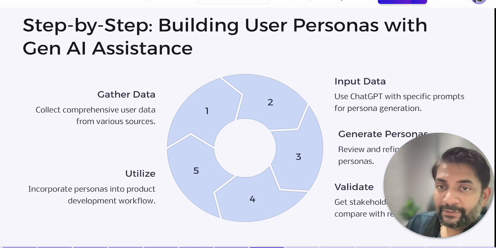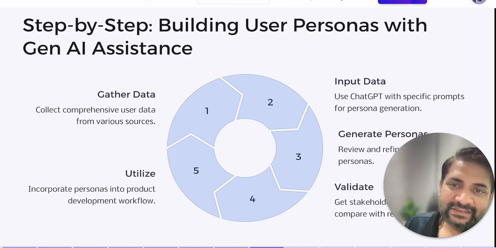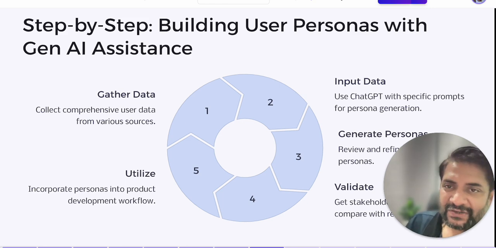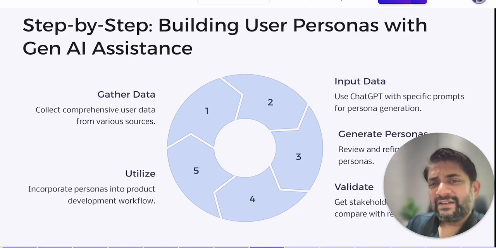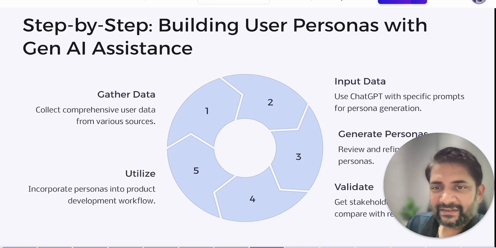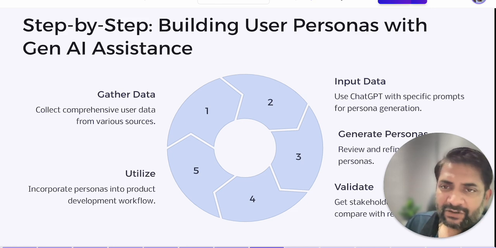Step 2, you input data into a Gen AI tool. You choose the tool, ChatGPT or specialized persona generators. You prepare the prompts and generate initial personas. You validate the personas and enhance them, then finalize and utilize the personas. You document them, distribute them to the teams, and incorporate them into the workflow.